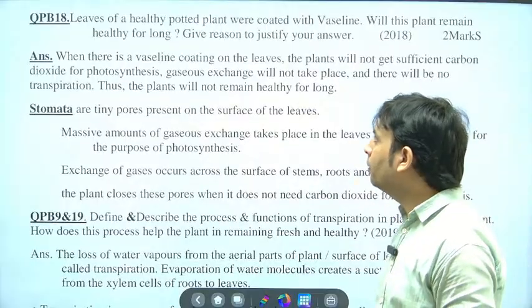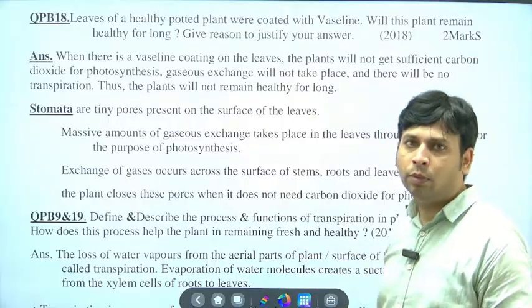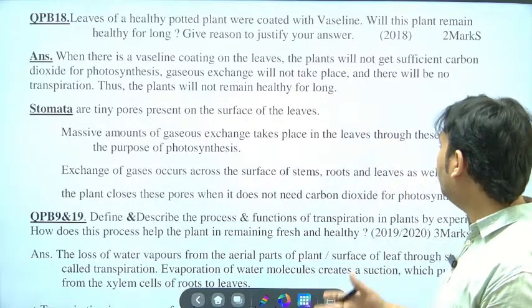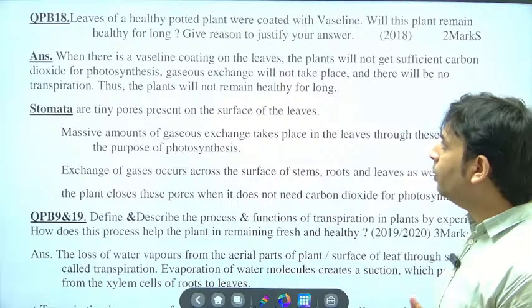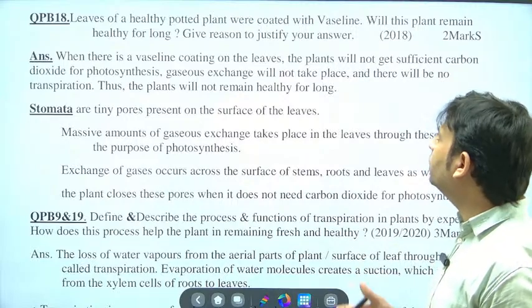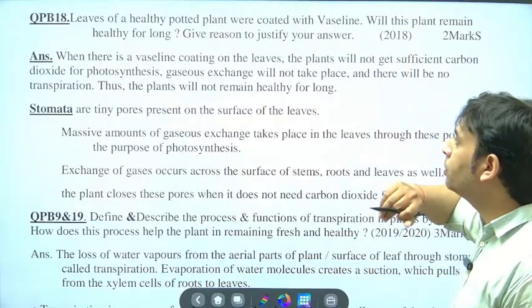The question here is that leaves of a healthy potted plant were coated with Vaseline. Will the plant remain healthy for long? Give a reason to justify your answer. This question was asked in 2018 for 2 marks.